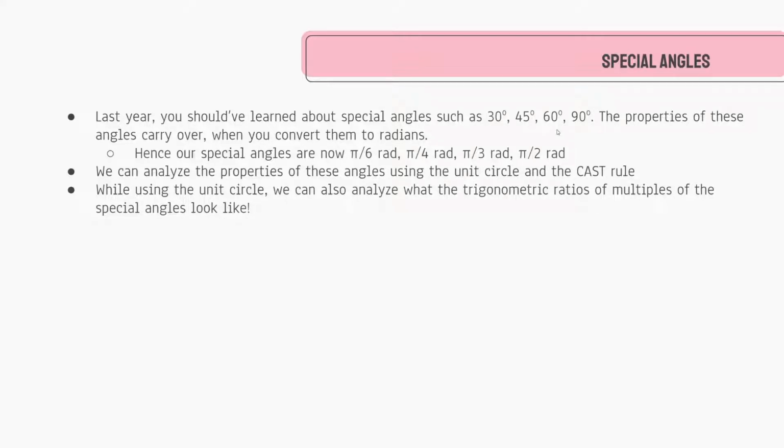It's a little bit confusing, but again, with practice, you just master it. So we can analyze the properties of these angles using the unit circle and the CAST rule. I know you probably really like those in grade 11, but again, we're back here, doing it again. While using the unit circle, we can also analyze the trigonometric ratios of the multiples of the special angles, which is our next slide.